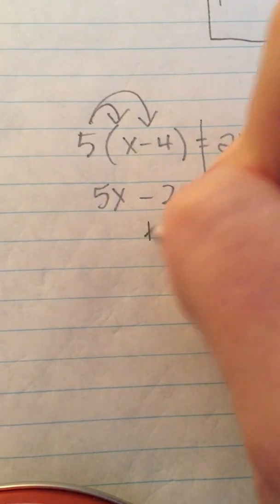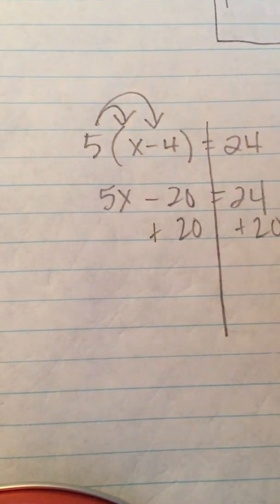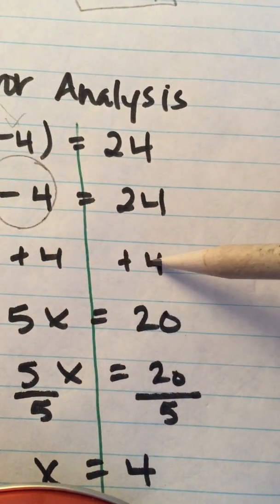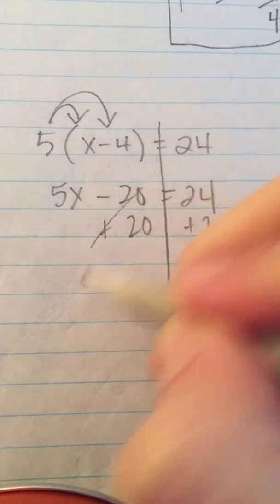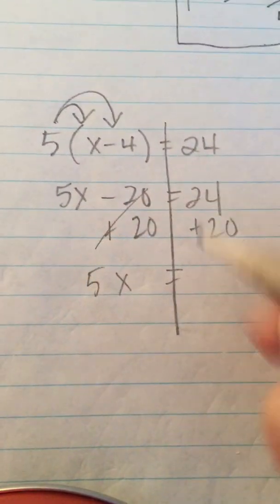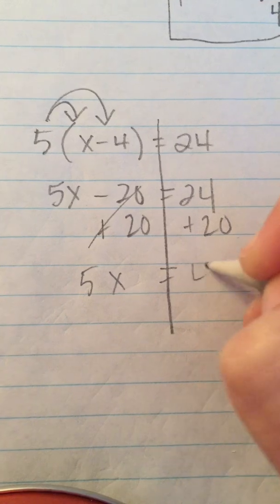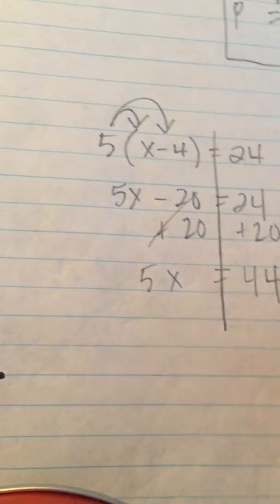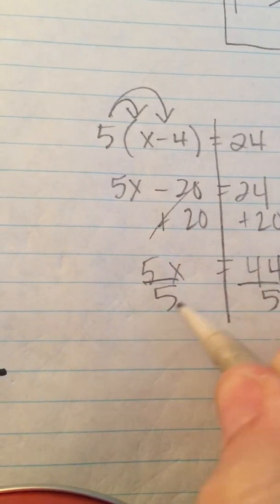Now I'm going to add 20 to both sides. They followed their process correctly by adding 4. It just wasn't the correct number here, okay? So I have 5x is equal to 44. Okay, divide by 5, divide by 5.